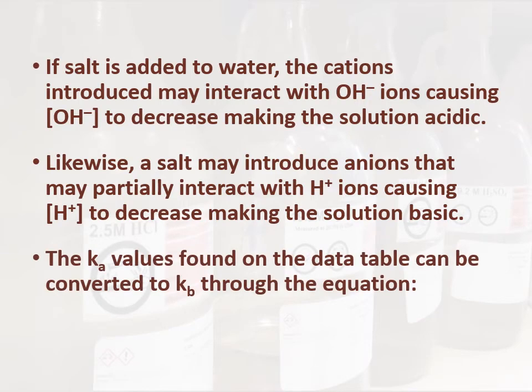Likewise, the Ka values found on the data table can be converted to Kb through this equation. Ka times Kb equals Kw. As the Ka increases, Kb decreases, and vice versa, but they're always equal to the same number, 1 times 10 to the negative 14.